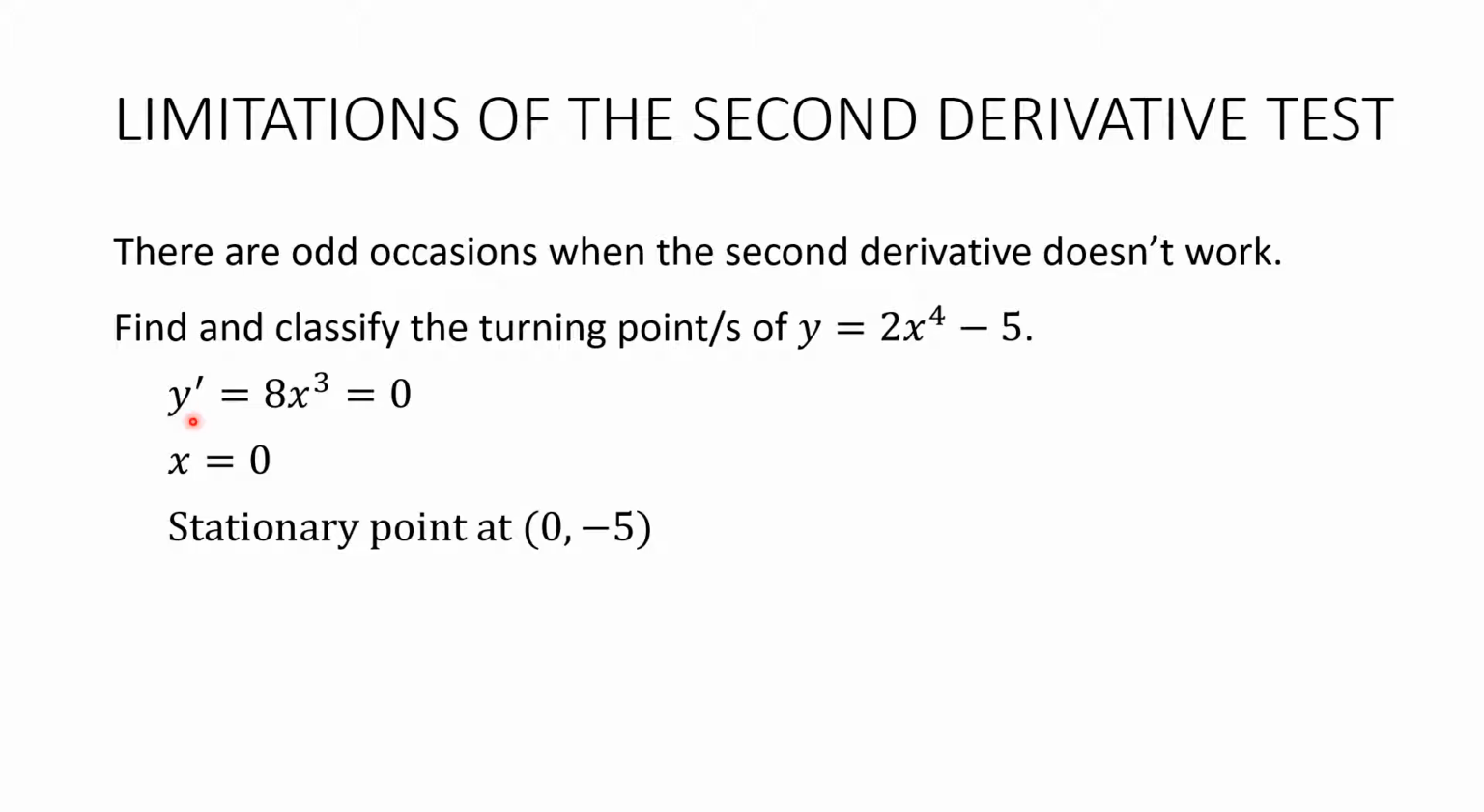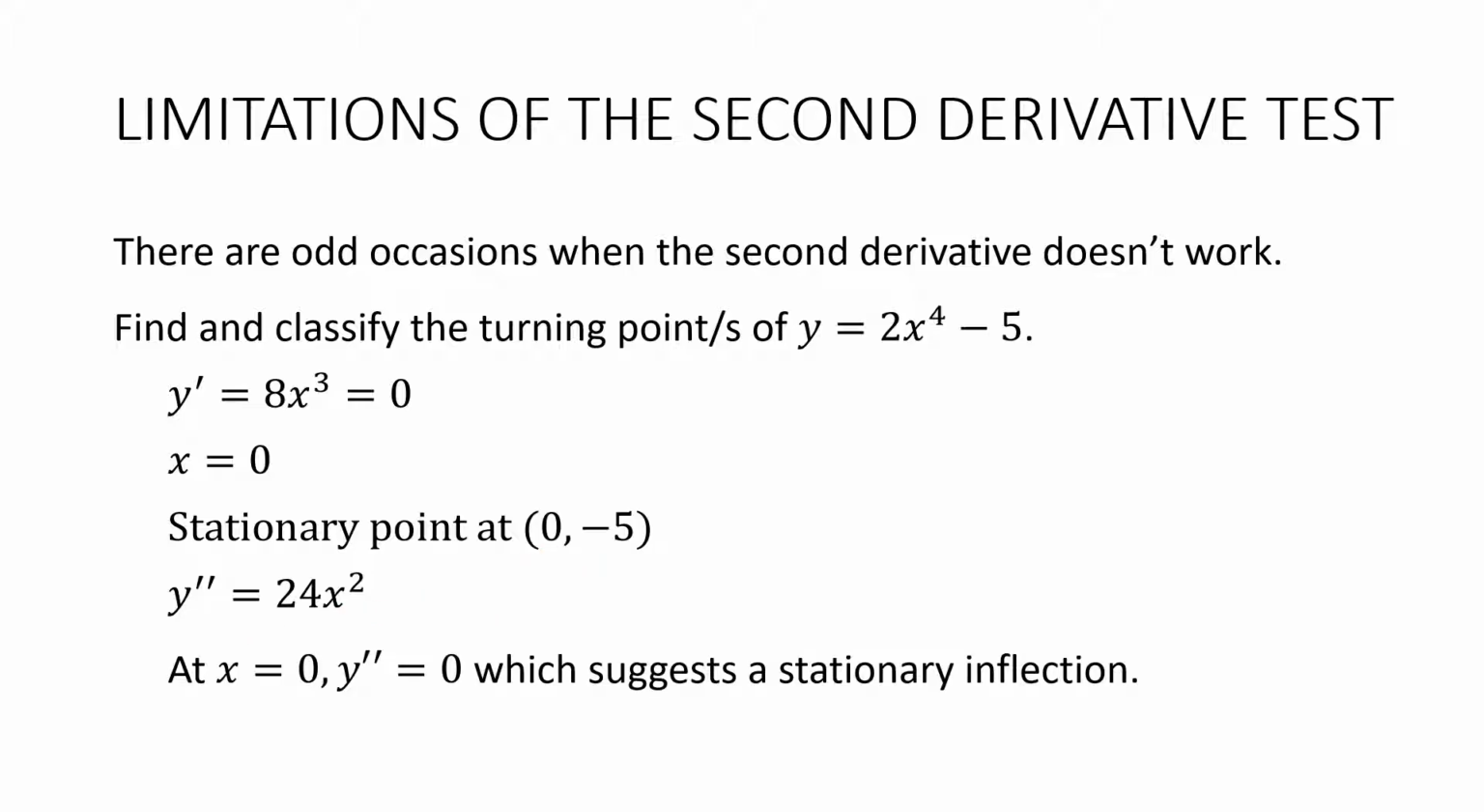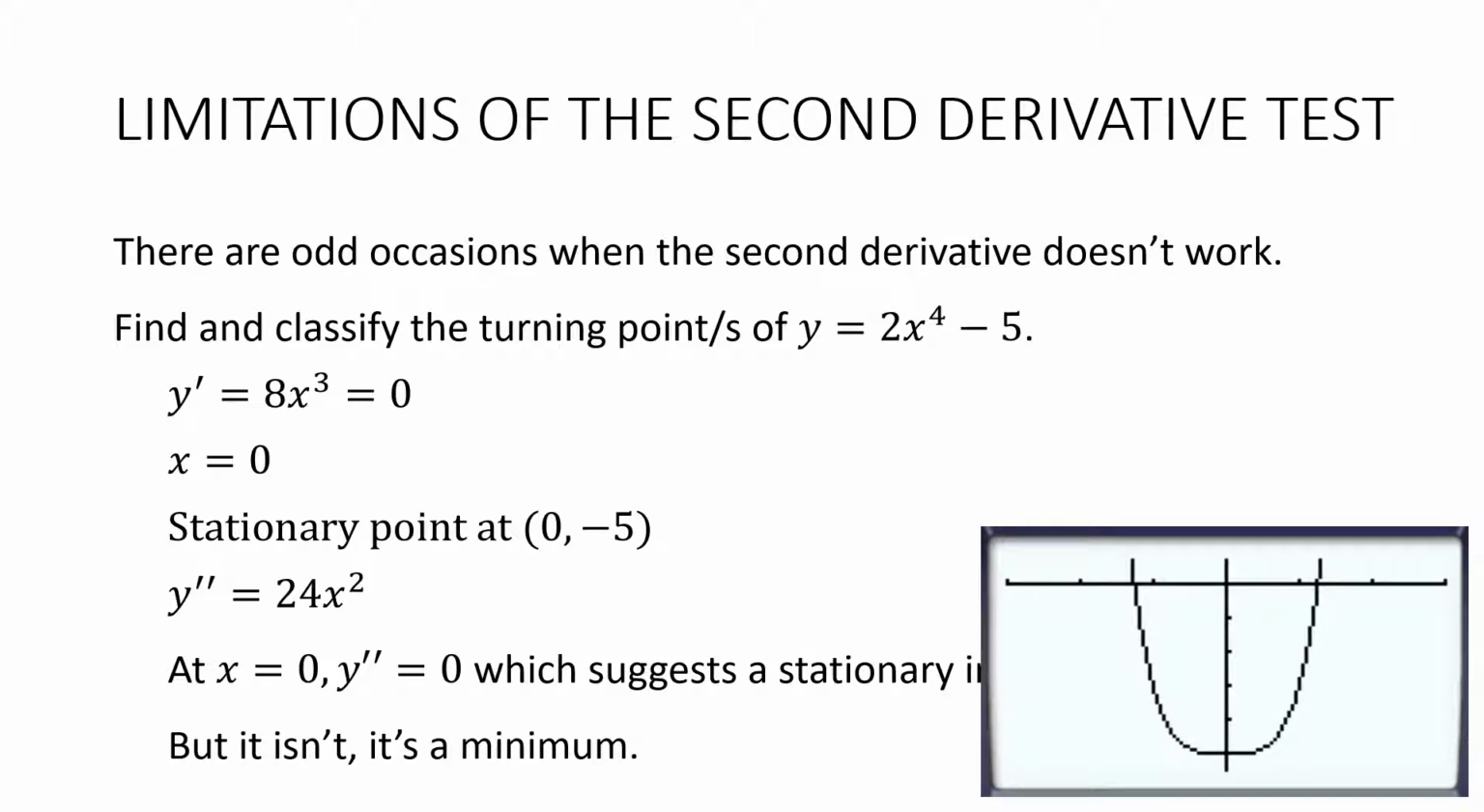Let's do the second derivative to try and find its nature. Second derivative is 24x squared. Substitute the 0 in, and we get second derivative is equal to 0, which suggests a stationary inflection. But in this case it isn't, it's actually a minimum. There's the curve. So our second derivative test doesn't work. It tends to happen with curves where we've got an x to the power of 4 and we don't have any other x's, but it's not the only time.